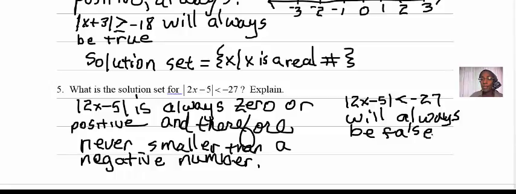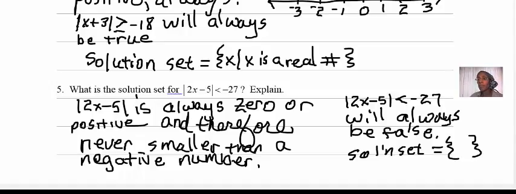So that means that the solution set is the empty set. Okay, so the solution set is empty. There are no solutions for us to put in it.